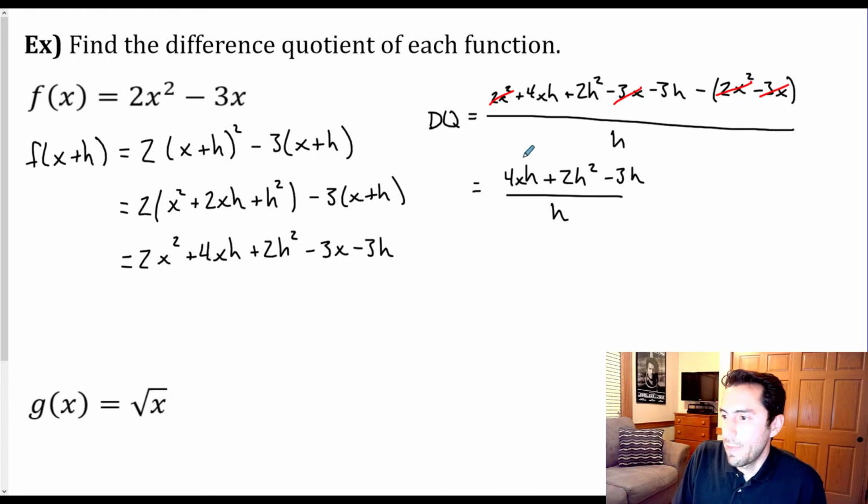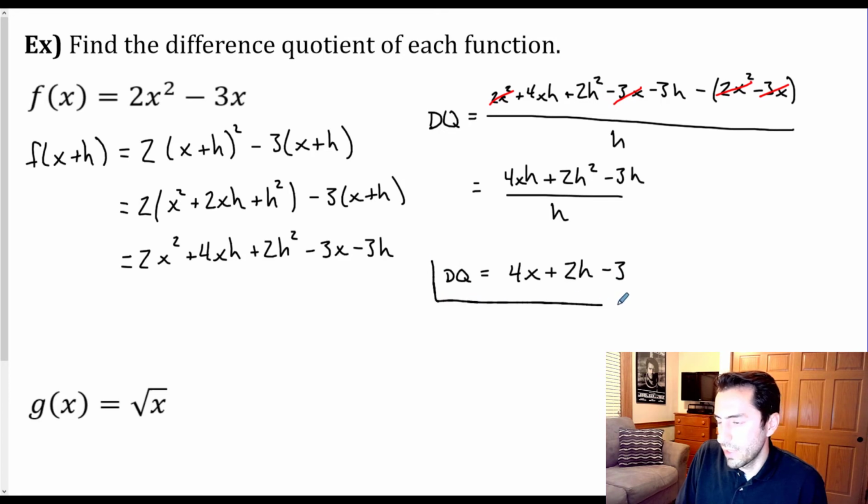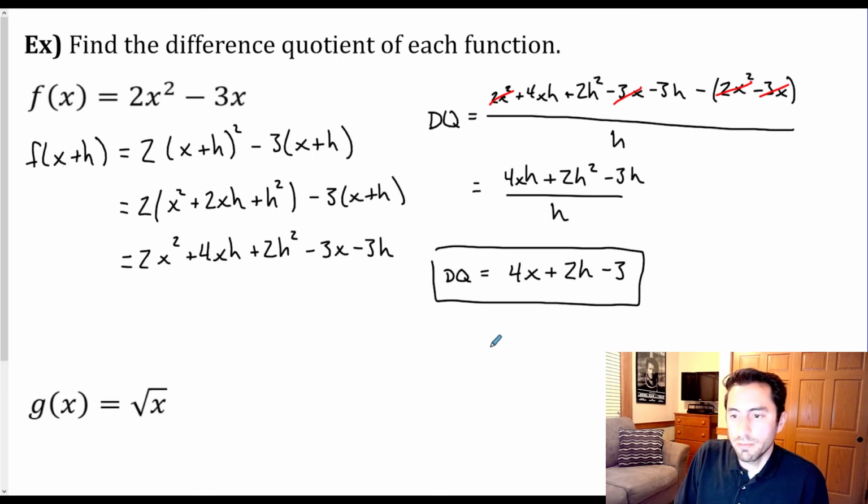And the last piece, if I look in the numerator, each one of these terms has an h in them, so we can divide that out. In our difference quotient, what we end up with, so the h cancels out, we have 4x plus 2h, one of those h's cancels out, minus 3. So there's our difference quotient. We had to do a little bit of work to get there, but now we have this nice easy expression that would allow us to calculate the slope for any secant line that is on this graph.